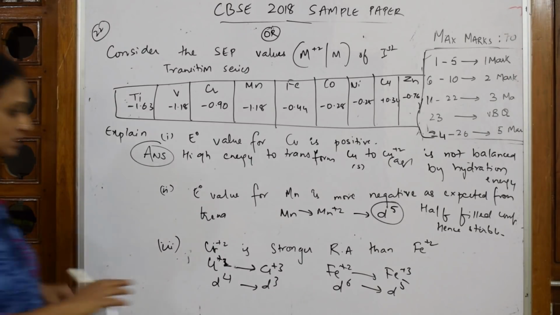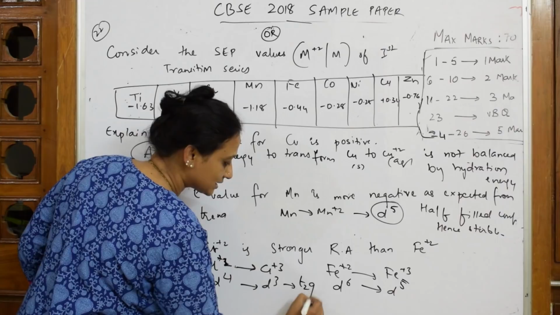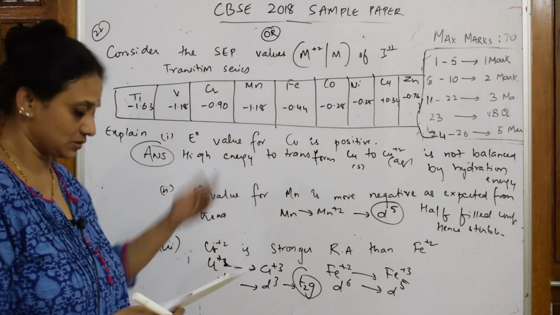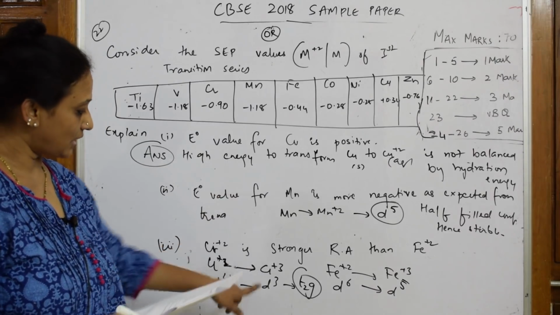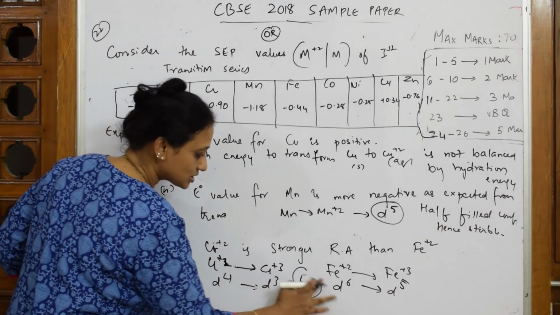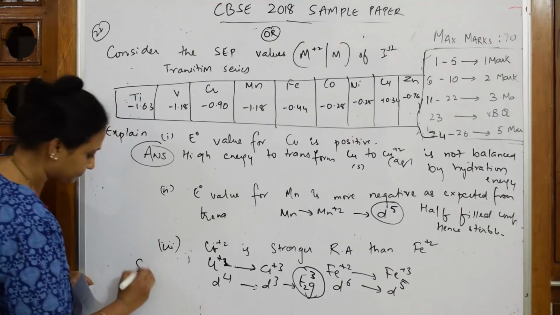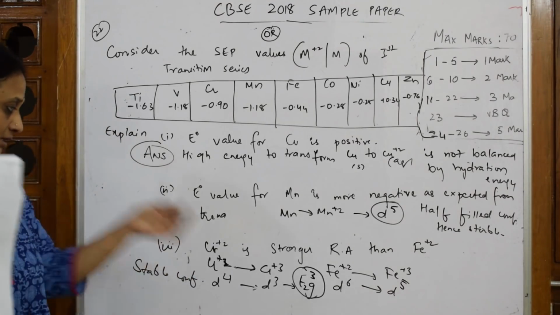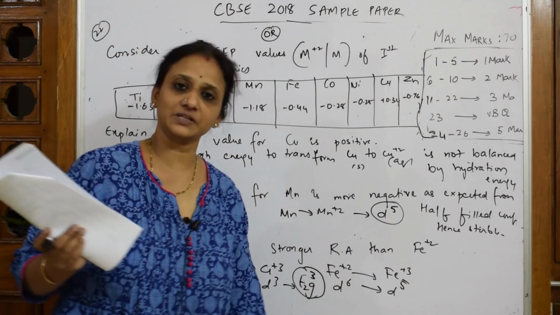Now tell me, what is this particular thing? D3 means stable T2G set, isn't it? That is what we have written. That is what the question is also mentioning. Why is it this? After losing this, it is going to form T2G. How many electrons? 3 electrons. This is which state? Stable state, stable configuration. That's it. So that is the reason chromium is a stronger reducing agent than Fe plus 2.